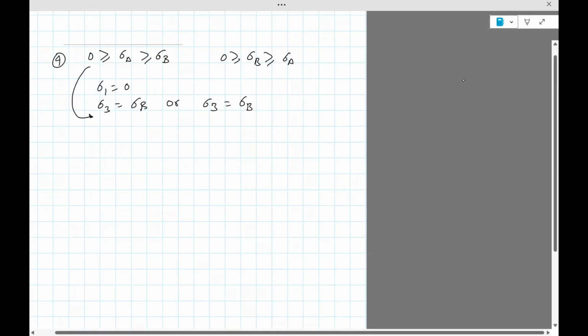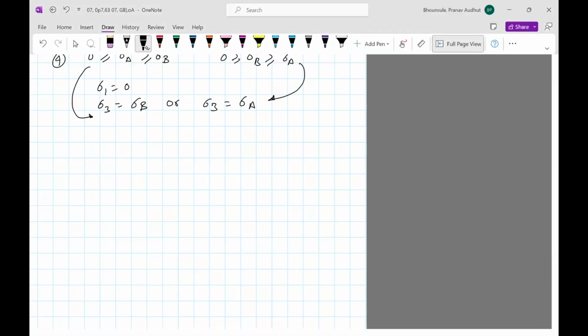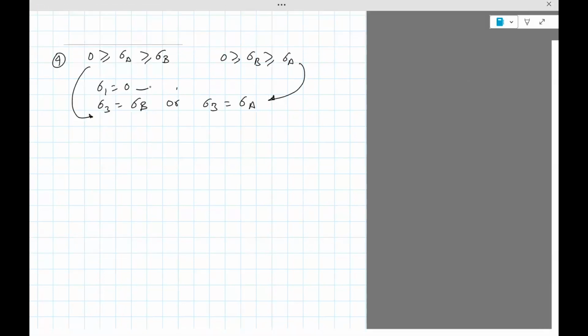Sorry, my bad. This should be sigma b. This should be sigma a. This is the other case. But the first stress, sigma 1, is always 0. So in this case, failure could either mean sigma 1 minus sigma 3 equals sy. So the first case, we have sigma 1 is 0. So 0 minus sigma b equals sy, or 0 minus sigma a equals sy.